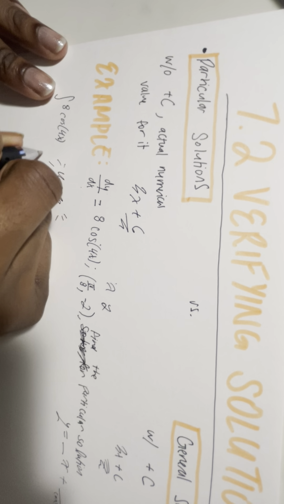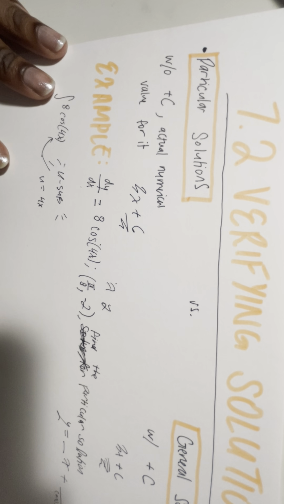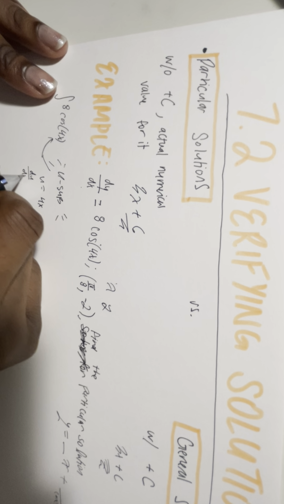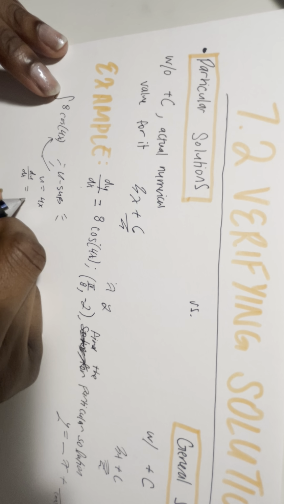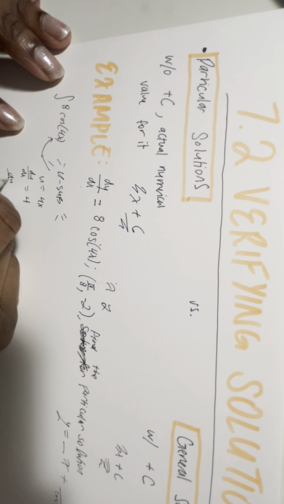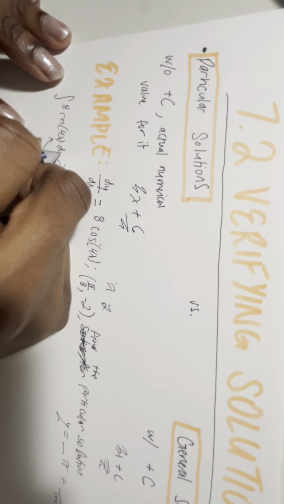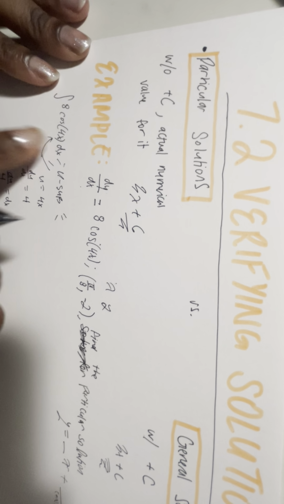So our u, remember, is always going to be your inside function. So u equals 4x. We are going to take du/dx. That is going to be equal to 4. And then once we rearrange all of this, it's going to be du over 4 equals dx. Oh, that's what's missing. I apologize. I forgot the dx in our integration. That's what we're about to plug in right now.